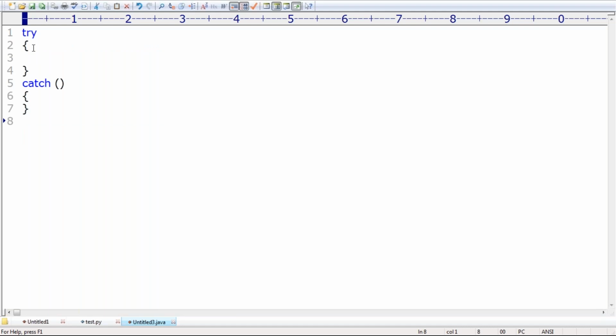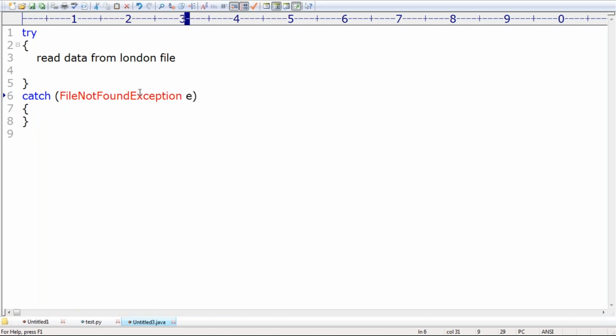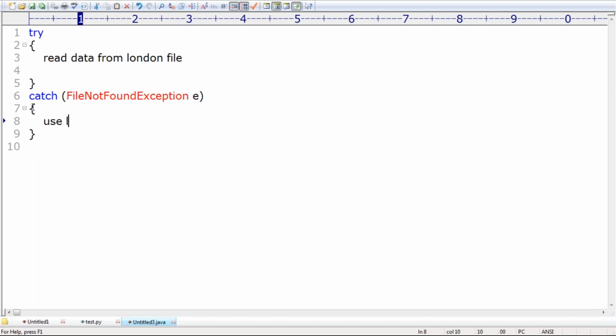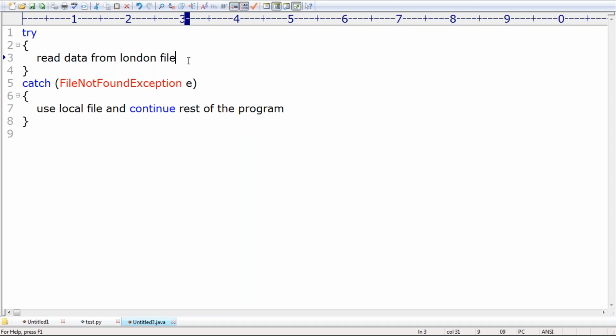So here, read the data from the London file. If the London file is not available, then immediately we are going to get an exception. If a FileNotFoundException is coming, use the local file and continue the rest of the program normally. Are you able to understand, right? Read the London file, and if it fails, use the local file and continue the rest of the program normally.